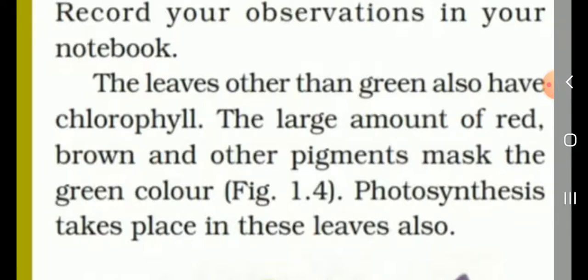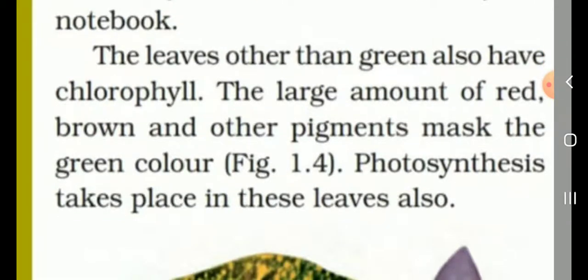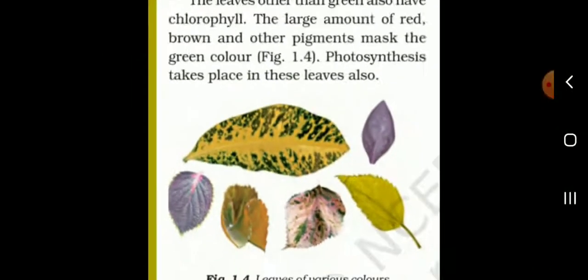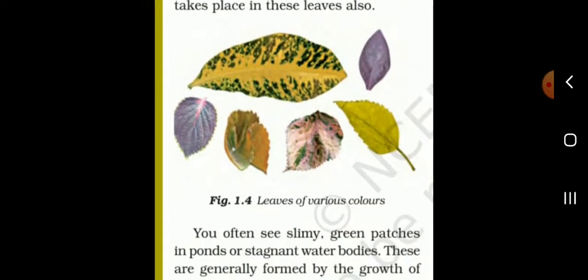The leaves other than green also have chlorophyll. The large amount of red, brown and other pigments mask the green color. Photosynthesis takes place in these leaves also. So these are the leaves, different colors of leaves.